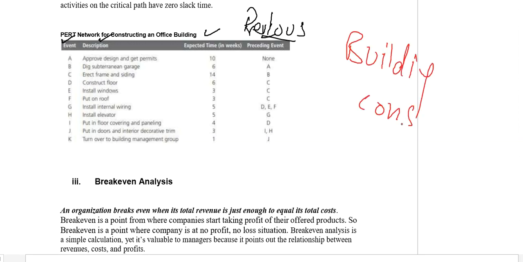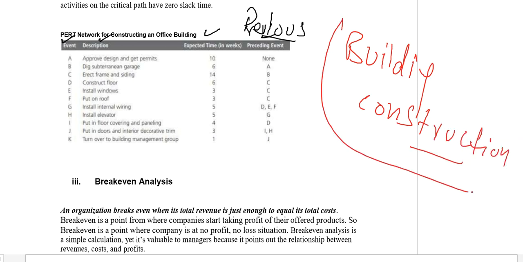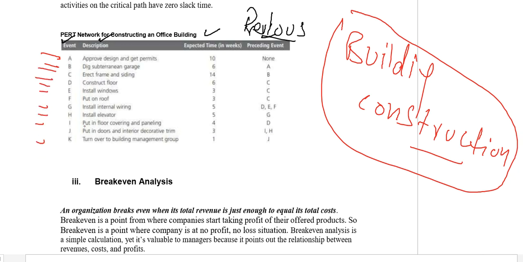Construction. Okay, so there is a project of building construction, and here is the list of all the activities we have to do, and we have given the names of all activities as event A, B, C, D, E, F, G, H, I, J, K, L, M, N. We can give them names as 1, 2, 3, 4, 5, 6, 7, 8.